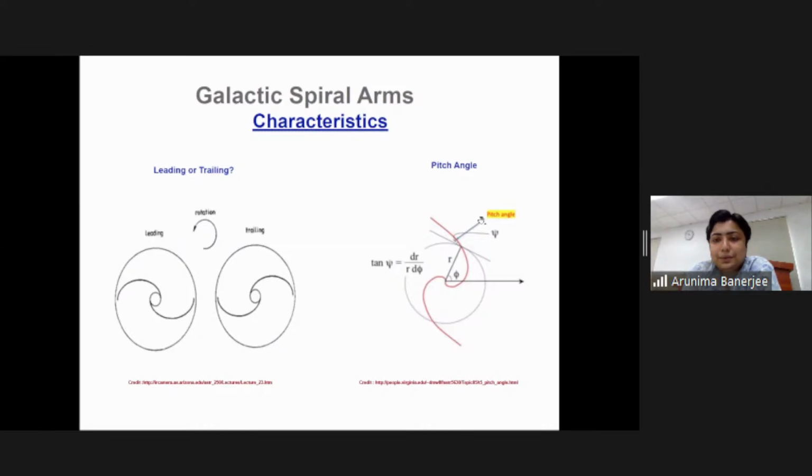If your arm is very tightly wound, you will have a small value of pitch angle. Very tightly wound is almost circular, so your pitch angle would be almost 0. If you have a loosely wound spiral arm, like the late type galaxies such as Sc and Sd, your pitch angle would be larger.